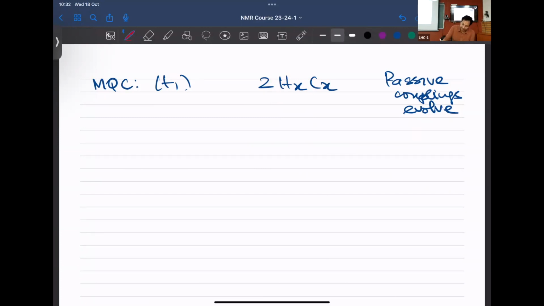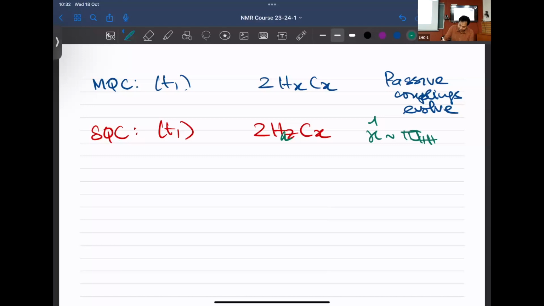So what do I mean by this? Instead of the MQC, if I have an SQC in the T1 of the form, let's say, 2HZCX, at that point the Hamiltonian, let's say HAZ, will be pi J HH 2HAZ HBZ. At this point, these two will commute with each other, and therefore such passive couplings will not evolve. Do you guys agree with me? So there are some advantages of getting the MQC, but there are definitely more advantages to getting the SQC coherence to evolve in the T1 time.